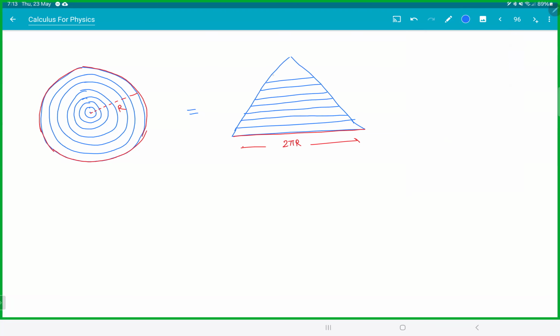This apex will be O and this will be O. Is everyone able to visualize what I'm doing? You took out each ring and kept it one on top of another, and you got a triangle. What is this height here? R, na? So what is the area of a triangle? Half base into height, which is pi r square. Making sense? So there's no integration at all. You could have used the triangle and got the answer. Is this making sense, everyone?